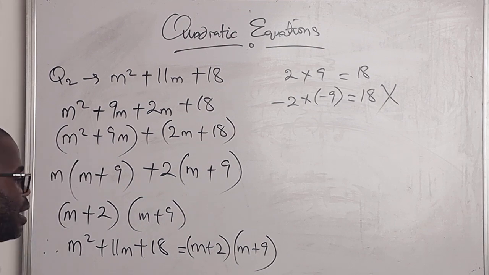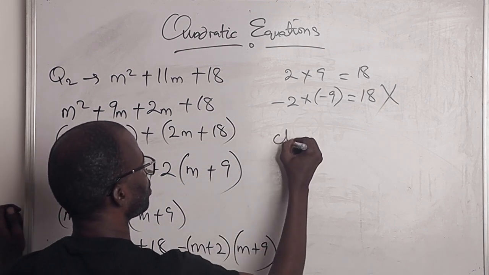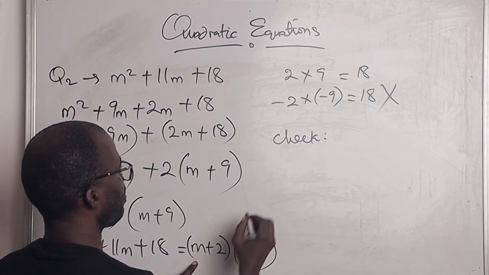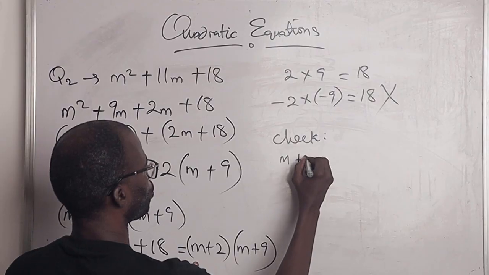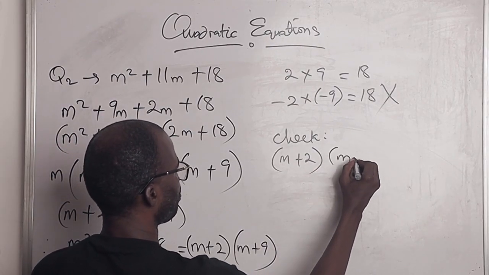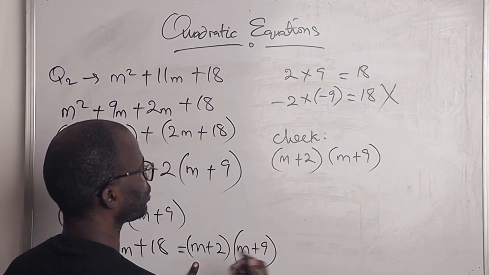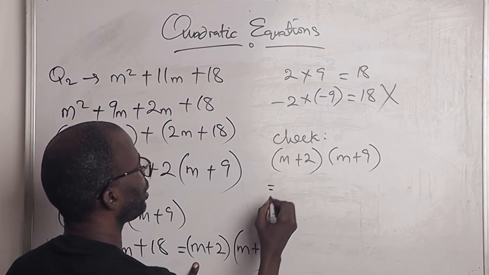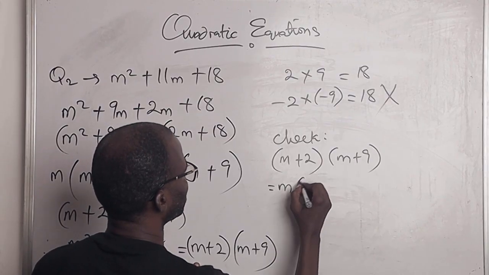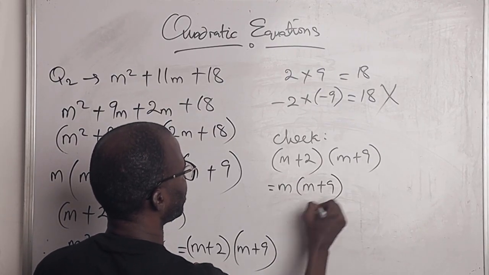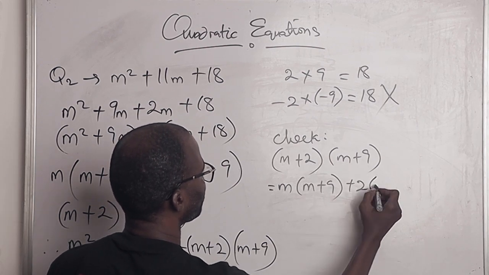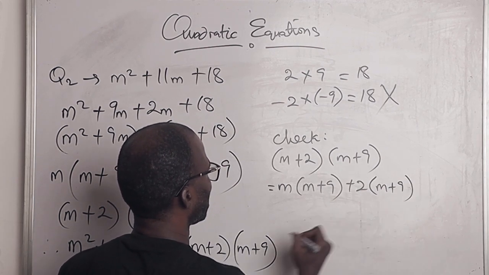If you want to check, it's very easy. Check if your answer is correct or not. M plus 2 multiplied by m plus 9. What do we do? That will be, pick m, multiply it by what you have in this bracket, m plus 9, plus 2, multiplied by what you have in this bracket, m plus 9.